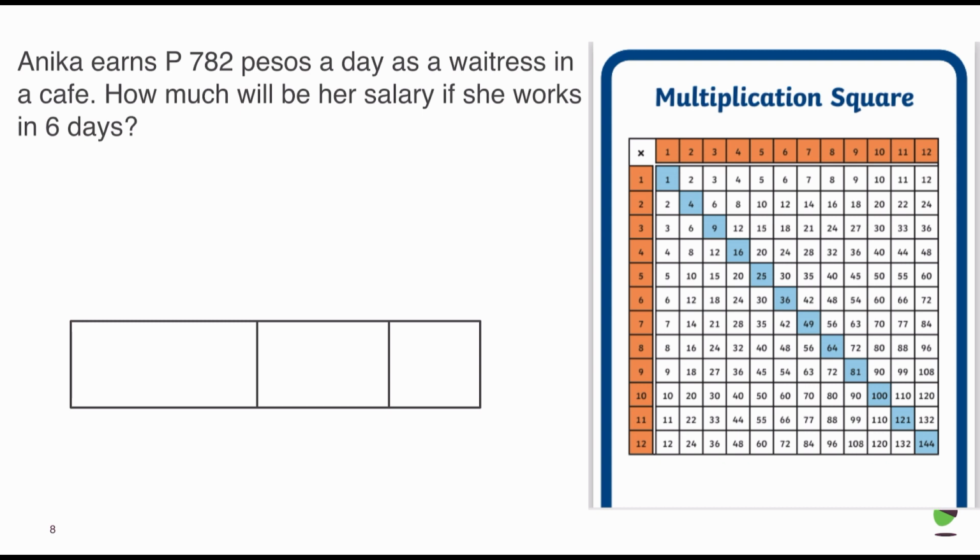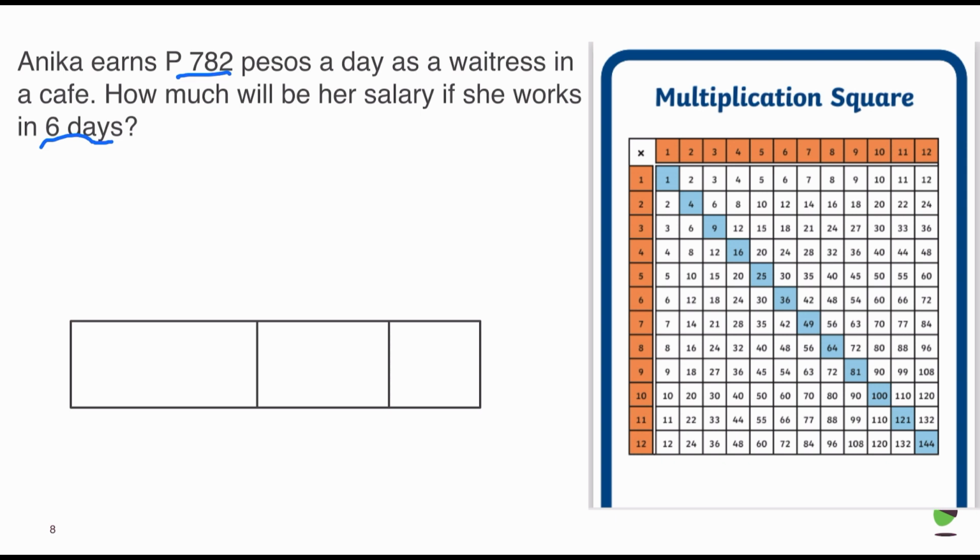Anika earns 782 pesos a day as a waitress in a cafe. So, Anika works in a coffee shop, and her pay for one day is 782. The problem is, how much will be her salary if she works for 6 days?